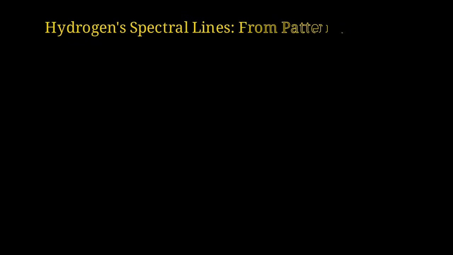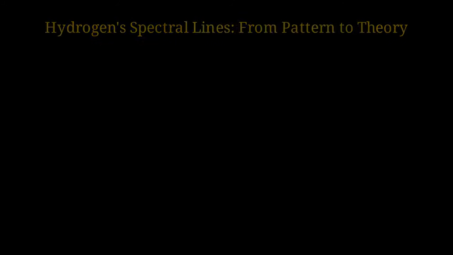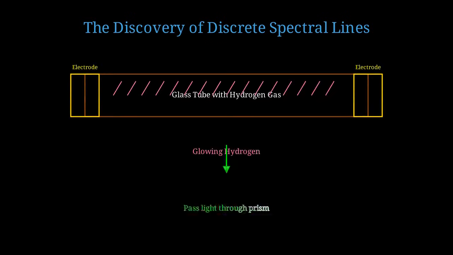Today we're going to explore one of the most beautiful stories in physics: how the mysterious spectral lines of hydrogen led to our understanding of atomic structure. In the 19th century, scientists discovered something puzzling. When you heat hydrogen gas or pass electricity through it, it glows with a distinctive color. When you pass this light through a prism or diffraction grating, instead of seeing a continuous rainbow of colors, you see only specific, discrete lines at certain wavelengths.